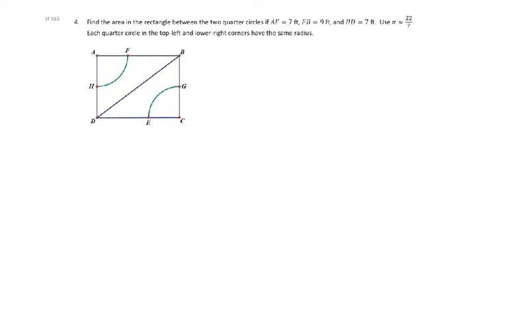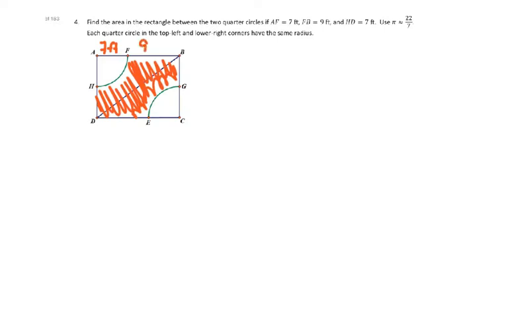So firstly, I want to go back. It says, find the area in the rectangle between the 2 quarter circles. So we're looking for this space right here, between the 2 quarter circles. All right, now let's move on to the information that they're giving us. They're saying if AF is 7 feet, so they're telling us this is 7 feet right here.